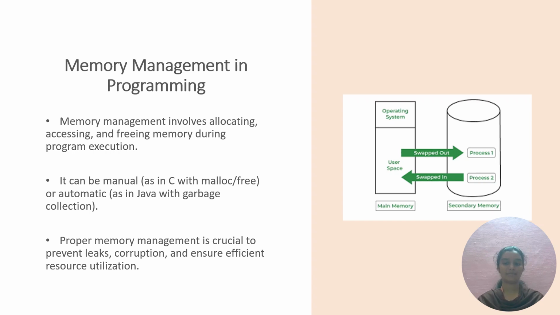The heap memory, used for dynamic memory allocation, is managed manually or automatically in the case of Java or Python. The static or global memory is used for global and static variables that persist for the entire program. Efficient memory management avoids issues like memory leaks and segmentation faults.